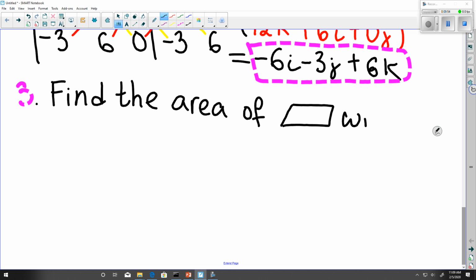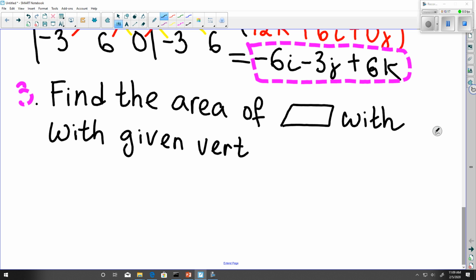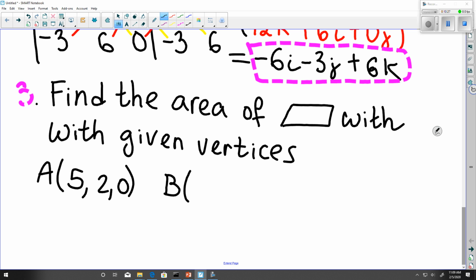Right, next example. The question will be stated the same way on the benchmark, absolutely the same way. The question will be, find the area of a parallelogram with given vertices. The vertices are the following. Well, that's 3D now. We have 3 coordinates. A is 5, 2, 0. B is 2, 6, 1.